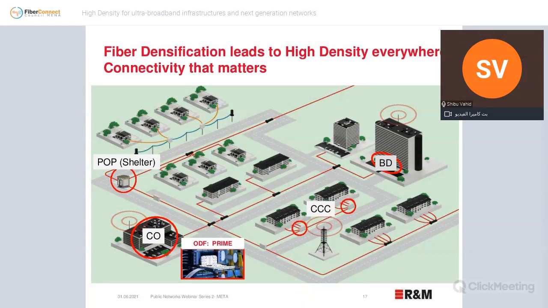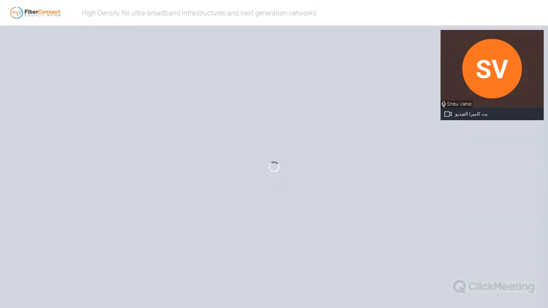In the case of bigger cities like Dubai or Singapore, you have a lot of high rise buildings, and then there are a lot of subscribers within one tall building being connected to the building distributor, and we actually need a high density optical distribution frame in such a project scenario, which will offer the highest number of subscribers that can be connected from a small footprint.